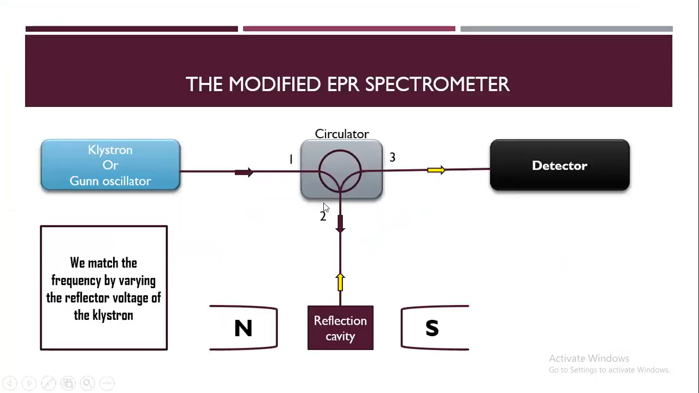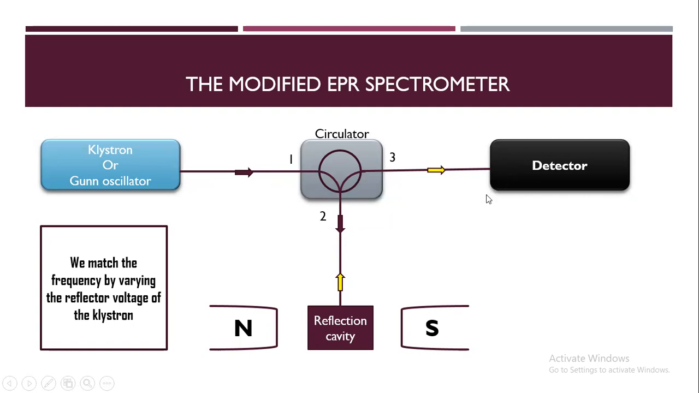So we have used a circulator. The circulator has a property: the power can go from 1 to 2, it can go from 2 to 3, but it cannot go directly back to the source. So there the loss is very less in this direction. And the loss is very high in this direction. So the radiation will not go back to the oscillator or the source. It will only go to the detector.